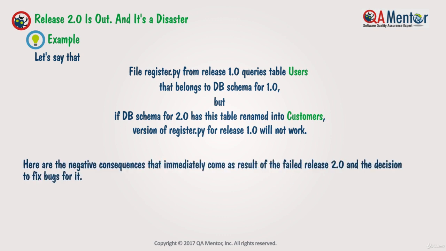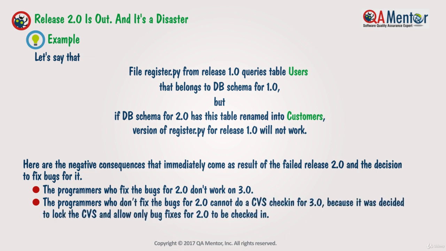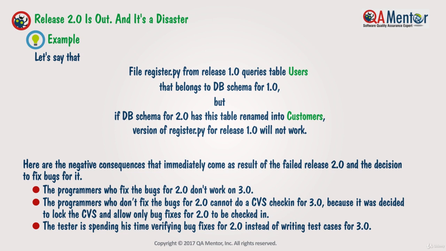Here are the negative consequences that immediately come as a result of the failed release 2.0 and the decision to fix bugs for it. The programmers who fix the bugs for 2.0 don't work on 3.0. The programmers who don't fix the bugs for 2.0 cannot do a CVS check-in for 3.0 because it was decided to lock the CVS and allow only bug fixes for 2.0 to be checked in. The tester is spending his time verifying bug fixes for 2.0 instead of writing test cases for 3.0.